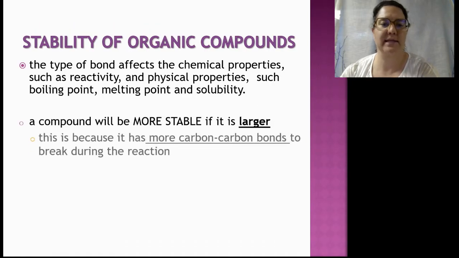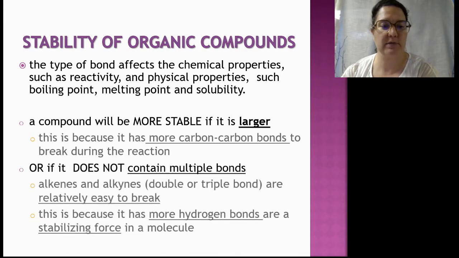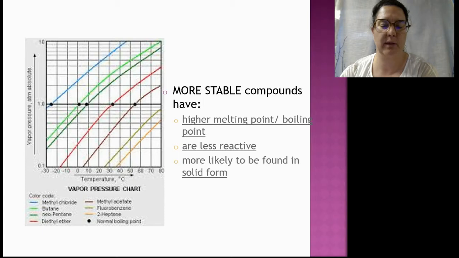The type of bond affects the chemical properties such as reactivity and physical properties such as boiling point, melting point, and solubility. A compound will be more stable if it's larger, because there are more carbon-to-carbon bonds to break during a reaction, or if it does not contain multiple bonds. So alkenes and alkynes with double or triple bonds are relatively easy to break, because there are fewer hydrogen bonds acting as a stabilizing force in a molecule. So more stable compounds have a higher melting and boiling point, are less reactive, and are more likely to be found in solid form.